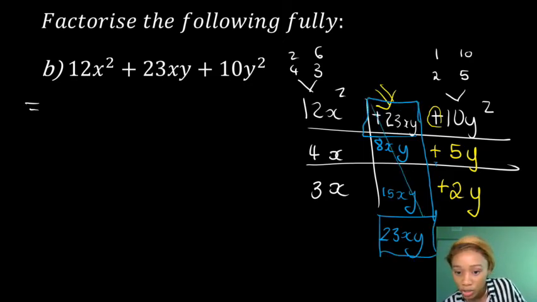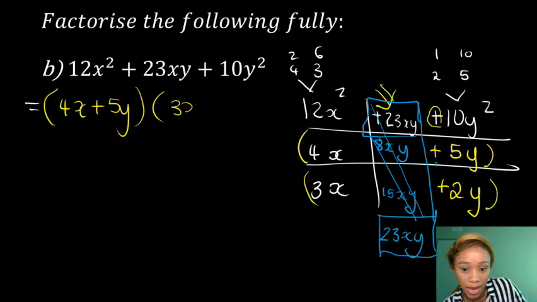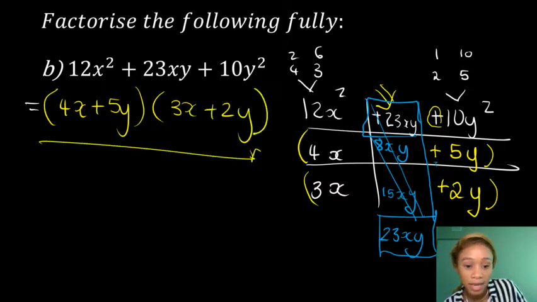So I'm just going to scratch this neatly. I don't need that part. So I'm going to go ahead now and put brackets here. Now in the first bracket, I have 4x plus 5y. In the second, I have 3x plus 2y. So 4x plus 5y in the first bracket, and in the second bracket, 3x plus 2y. And that's it, guys, for this question.